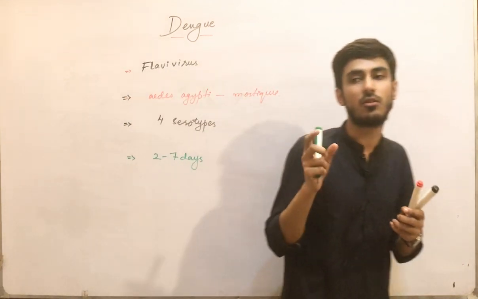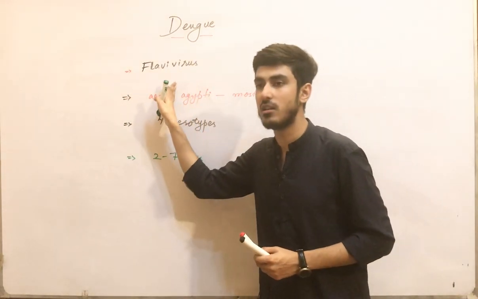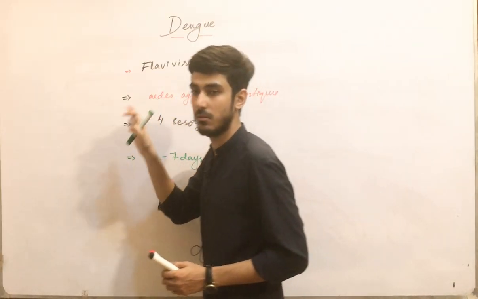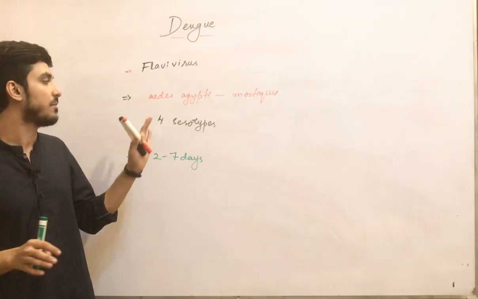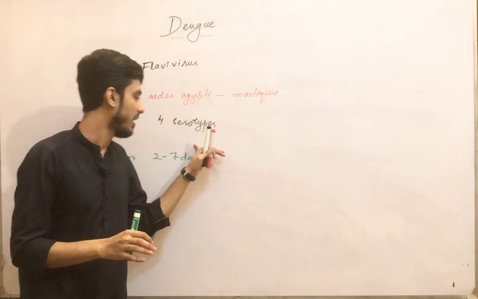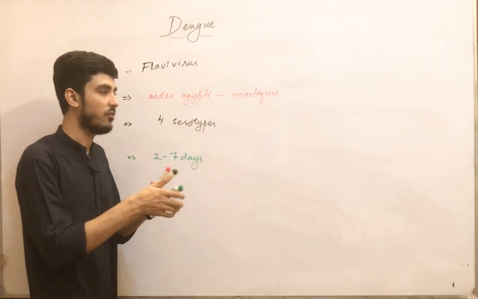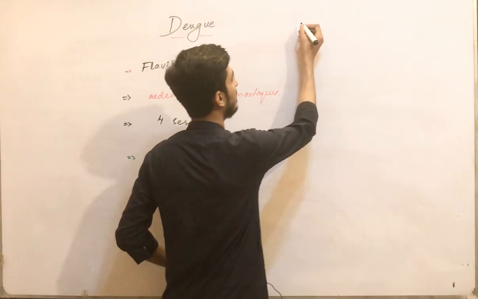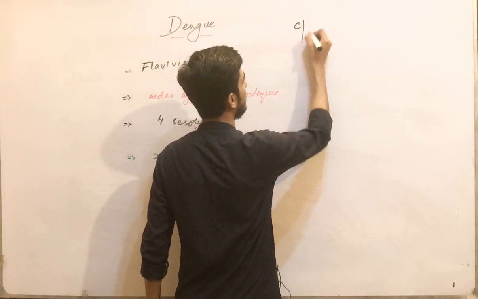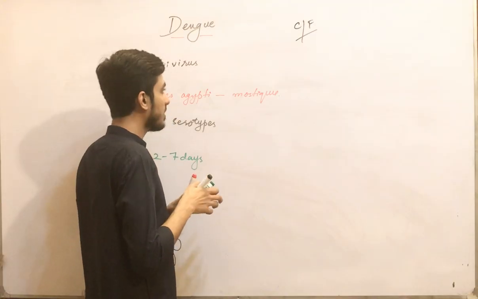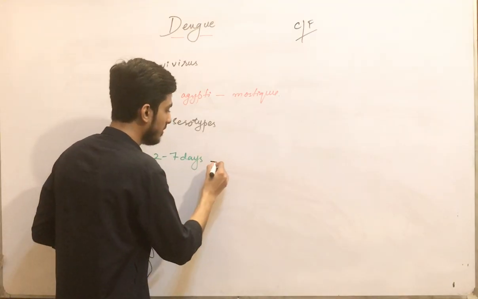Dengue virus belongs to the family Flavivirus. It is carried by the vector mosquito called the Aedes aegypti mosquito. There are basically 4 serotypes of the dengue virus, and the incubation period is about 2 to 7 days. Now we are moving on to the clinical features, that is, how the patient presents with dengue fever.